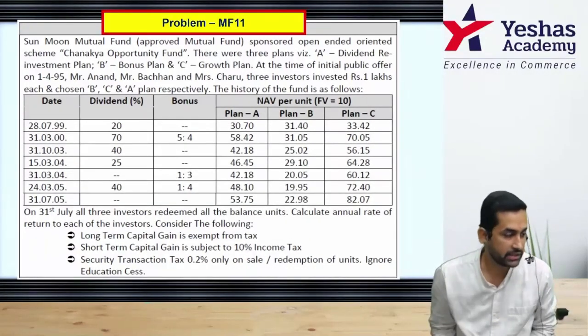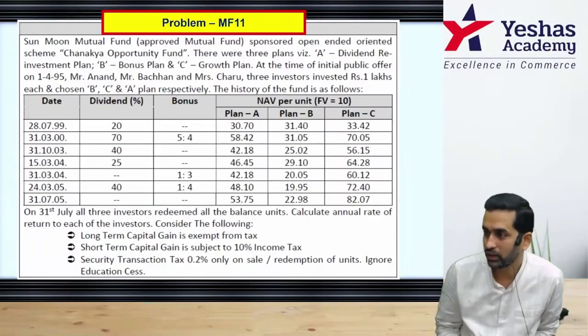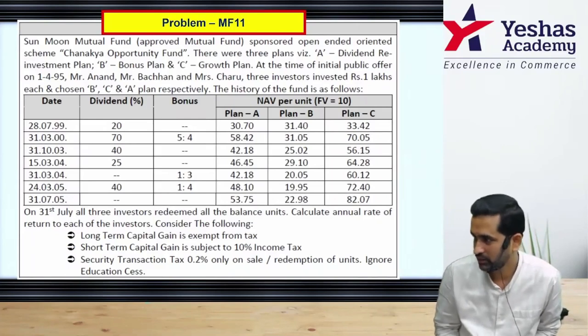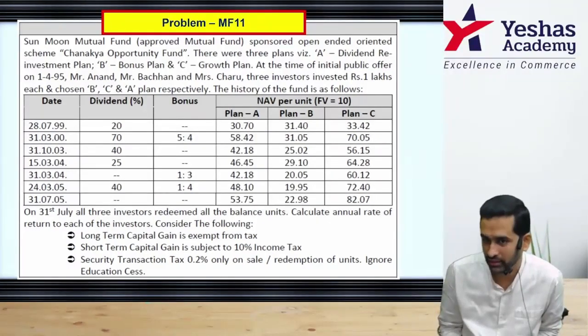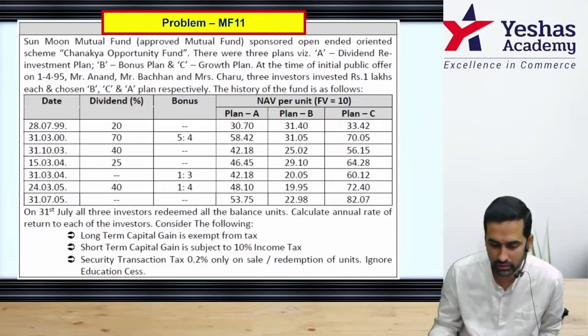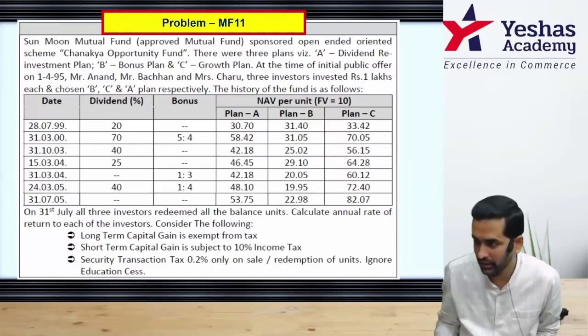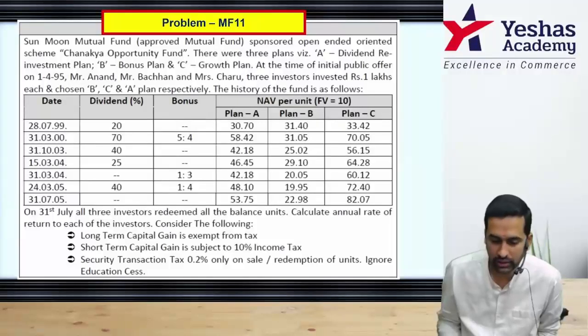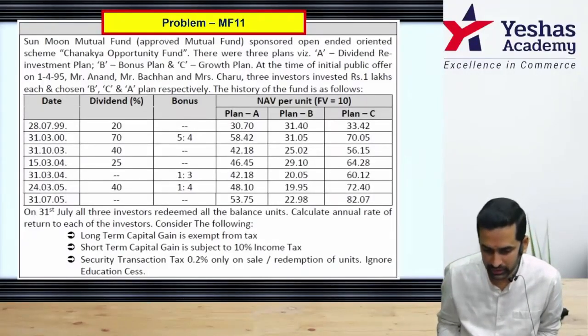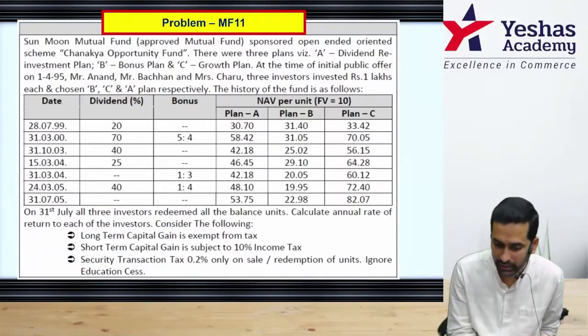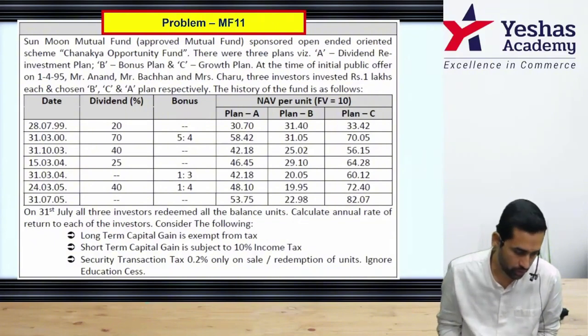And in yesterday's class, I told you face value is not given. You can assume that it is 10 rupee. NAV can't be assumed as 10, but face value can be assumed as 10. So 20% will be on 10 rupee. And plan A, plan B, plan C, NAV on that date is given to you. Understand, I'm talking about 28th July, that line. On 31st March, 70% dividend was announced in the dividend plan, and then 5:4.